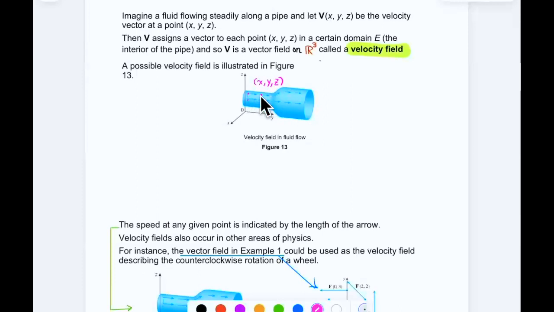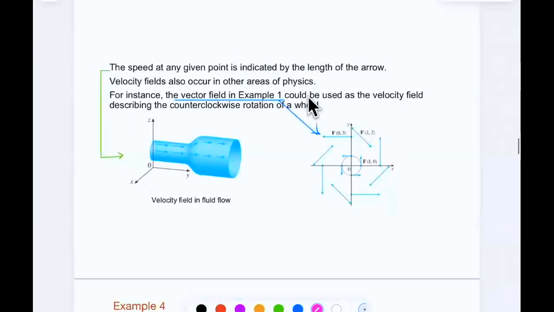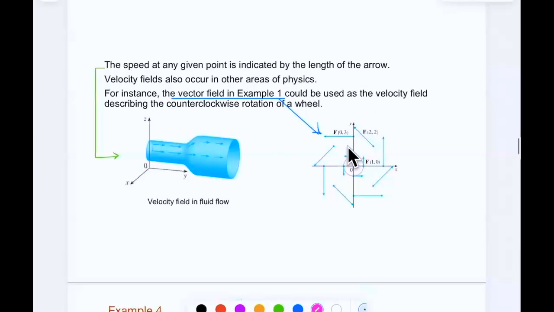And then over here, it goes along the inside of the pipe, right? Okay, so describing the counterclockwise direction, velocity also occurs in other areas of physics. Did you guys learn about this in physics? The velocity field in physics, right?